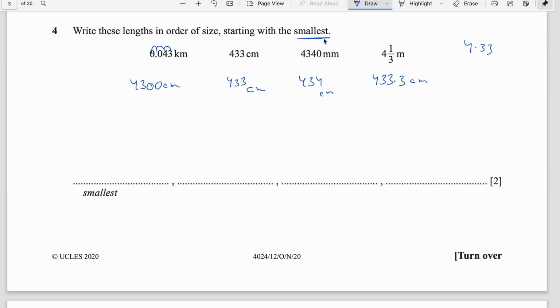Now starting with the smallest, we can see the smallest value is 433 centimeters, so I'm copying this value first. Second we have 433.3, at the second place, and copy the original question. Third is 434, which is 4340 millimeters, and last is 0.043 kilometers.